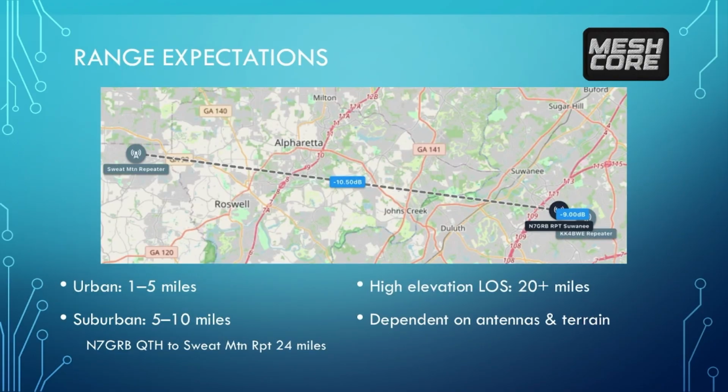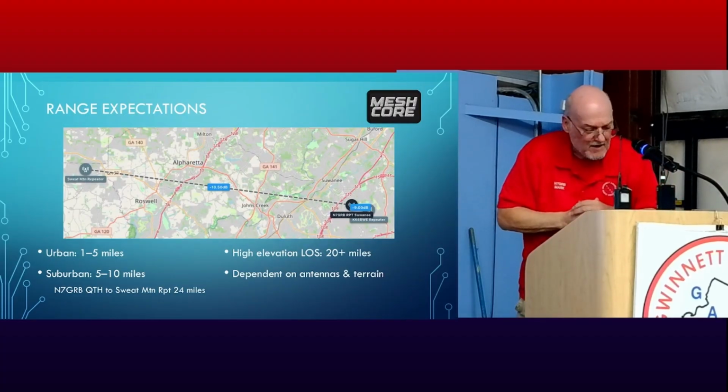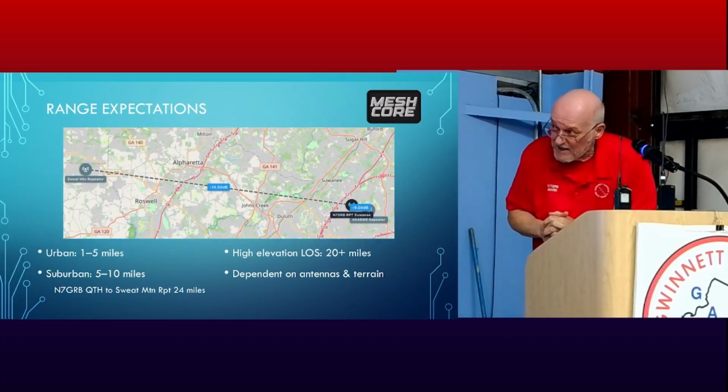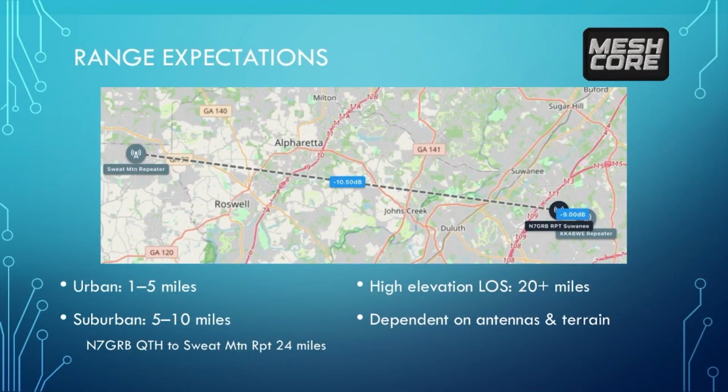Okay. Range expectations. Now, I know a few of you have talked about, well, I can't hear anybody, no one can hear me. And that's a problem I had initially until I put this device as a repeater on my second floor in a westward-facing window. And that opened up the world to me. Can you see on the very far left of the slide, I think it says Sweet Mountain Repeater? Okay. That's like 24 miles away from me. And that one repeater is how I get out into the rest of the world, through that one repeater.